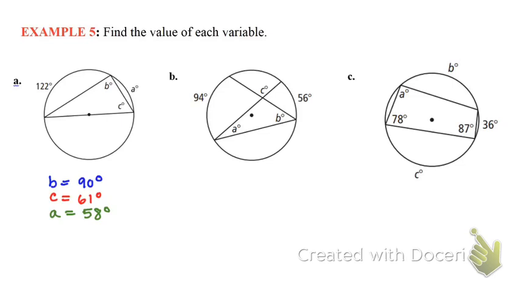Okay, let's check it out. Look at angle A. Angle A is intercepting an arc. Which arc is that? Well, it looks like it's the one that's marked with 56 degrees. So angle A is an inscribed angle intercepting an arc of 56 degrees. So angle A will be equal to half of 56 degrees, which is 28 degrees. And then angle B, the arc it intercepts is 94. So angle B will be half of 94 degrees.